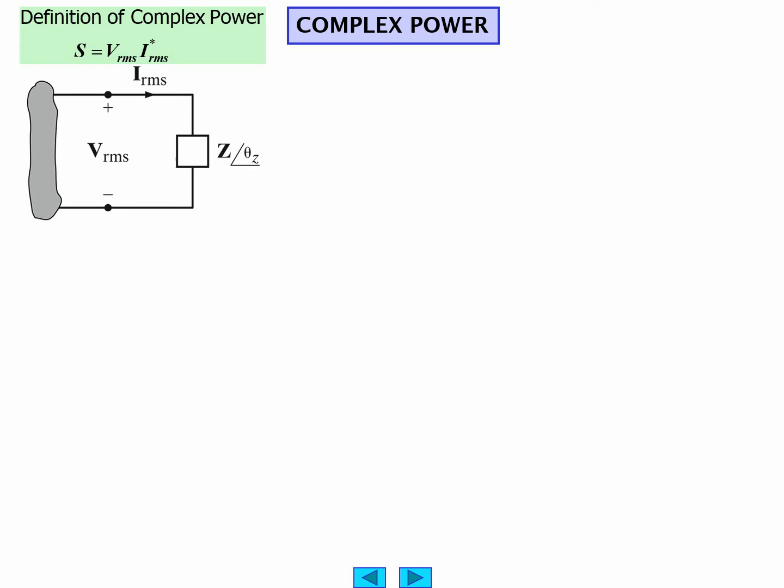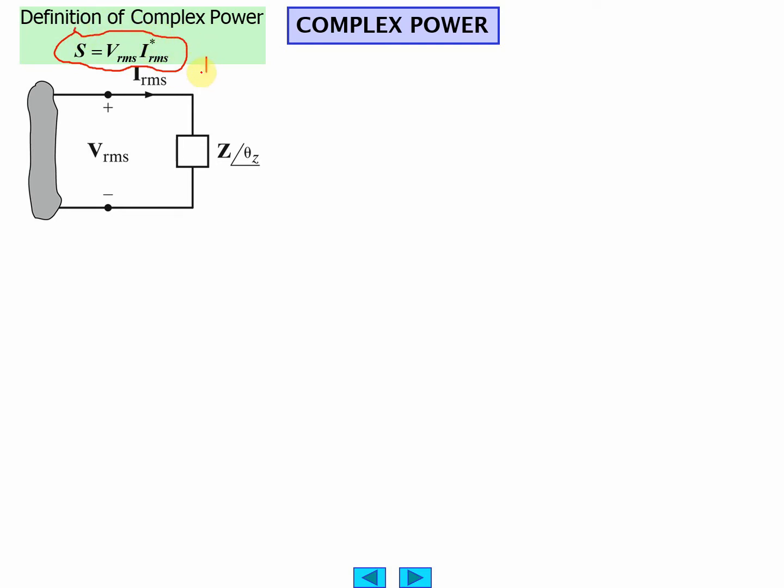Okay, next important concept, complex power. So we have a definition, first of all. This guy right here, and I forgot to turn my pen on. There we go. A definition. Star means complex conjugate.